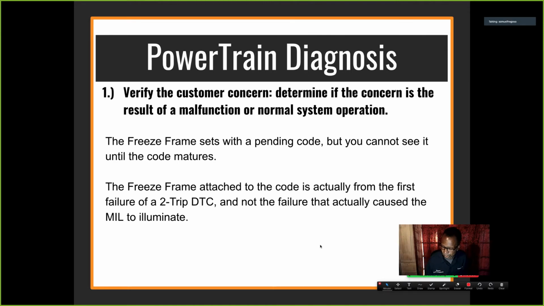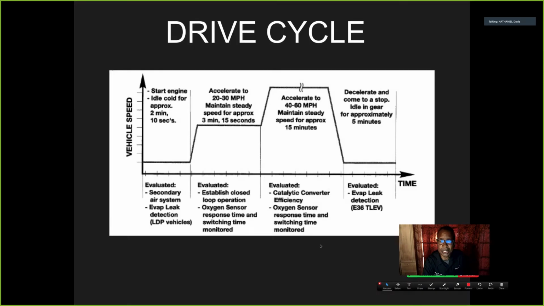Okay. We're talking about key cycles, right? No, we're talking about drive cycles or trips like this. Right. This is a drive cycle. A drive cycle runs all the monitors. A trip runs 1 monitor. This case is a drive cycle, right? It's not like the drive cycle you would do for a smog check, right?